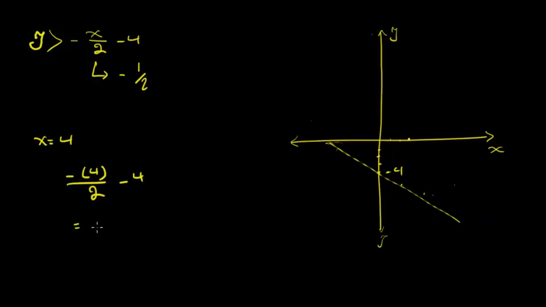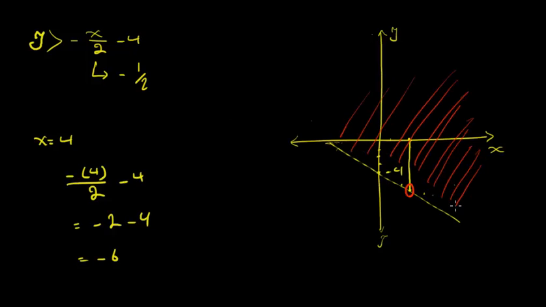Then we'll have minus 2 minus 4 equals minus 6. So if you have x equal to 4, then the point is going to be on the line. But what we care about is all the area above this line as y. So we put an open circle around this point, which means this point is not included in this inequality, but all the numbers that are greater than this one, above this line, will satisfy this inequality. So let's work with another inequality.